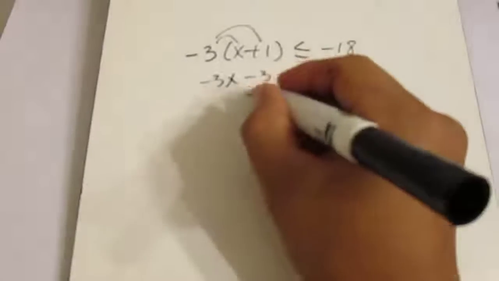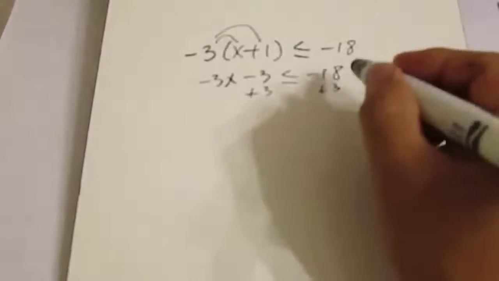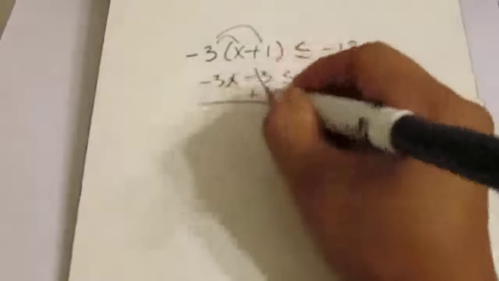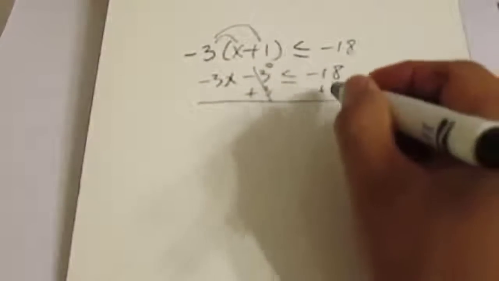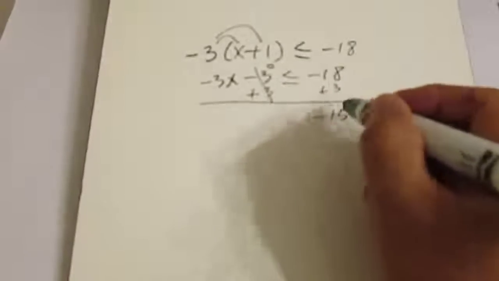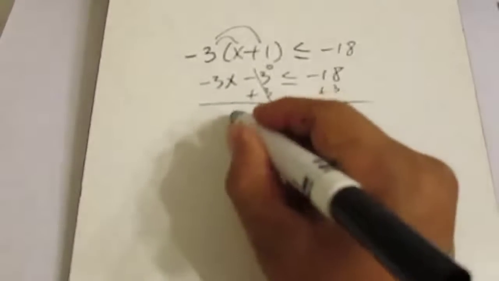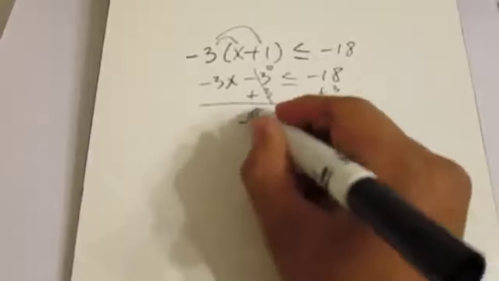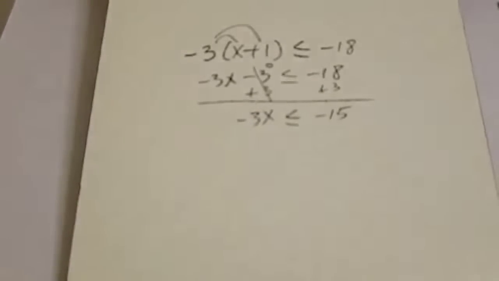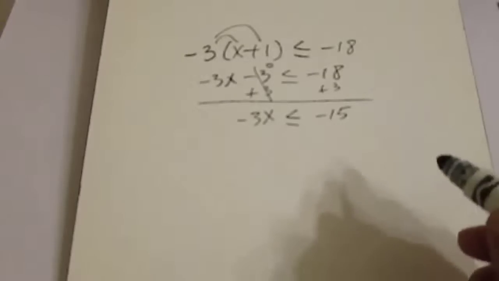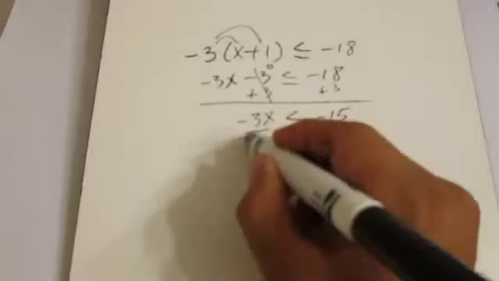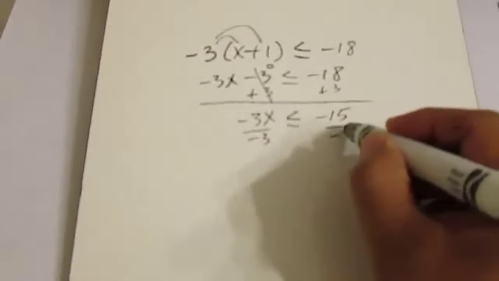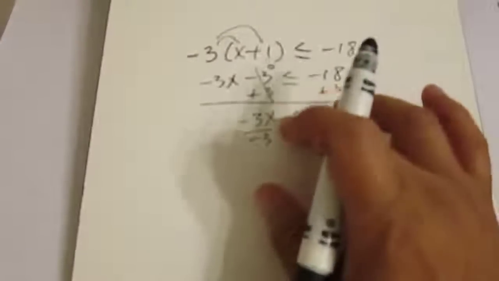Okay, then I'm going to use the addition property. So that crosses out to be 0. And here we have negative 15. And the sign stays the same way. And then here we got the negative 3x. Alright. In order for me to divide by negative 3 on both sides, to make that 1x, I have to switch my sign around.